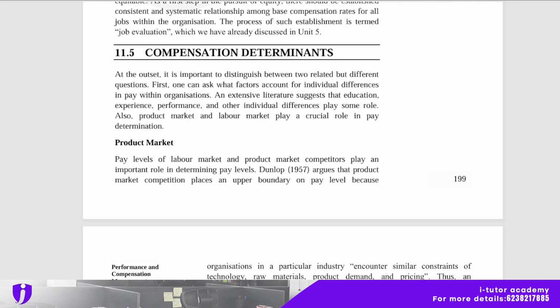Next is the compensation determinants. At the outset, it is important to distinguish between two related but different questions. First, one can ask what factors account for individual differences in pay within an organization. An extensive literature suggests that education, experience, performance, and other individual differences play some role. Also, product market and labor market play a crucial role in pay determination.